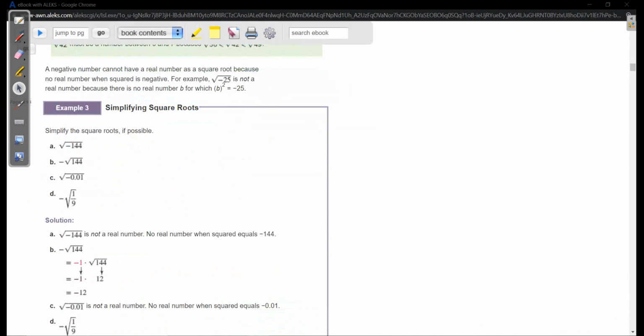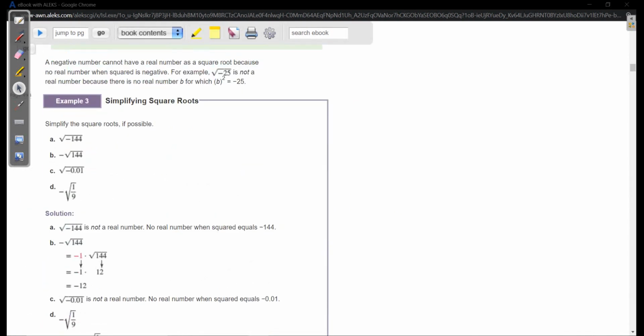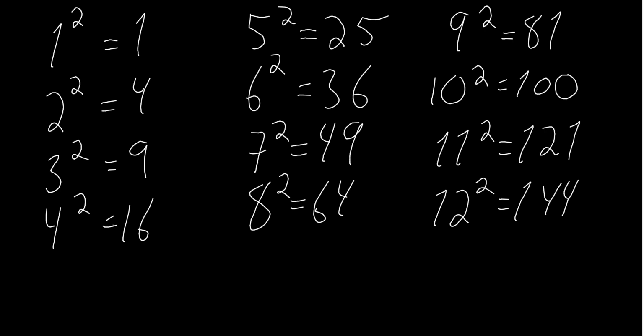Alrighty. Example 3, we're going to be simplifying more square roots, and these really drive the point home of the negative signs. Okay, so let's start with A. We have the square root of negative 144. Well, we've seen 144 before somewhere, haven't we? We saw it here, so it's a good thing I did go to 12, right? So I know that 12 squared is indeed equal to 144.